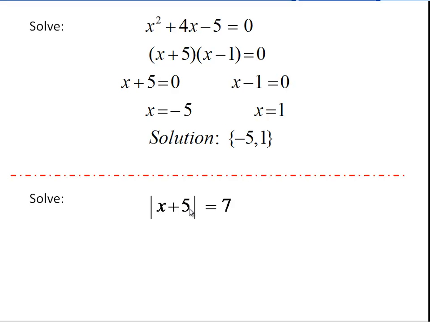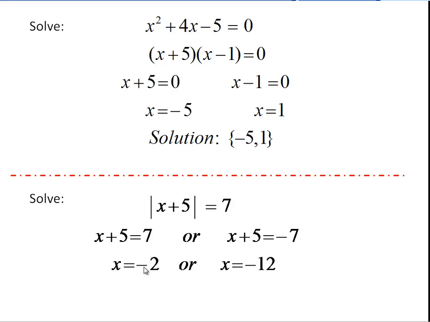Okay, absolute values. You split these into 2 parts. You copy the whole thing just like it is, x plus 5 equals 7. Then you change. You can either change the inside, but it's easier if you change the outside. So x plus 5 is 7, or x plus 5 is negative 7. Then you solve it. Subtract 5 gives you 2.